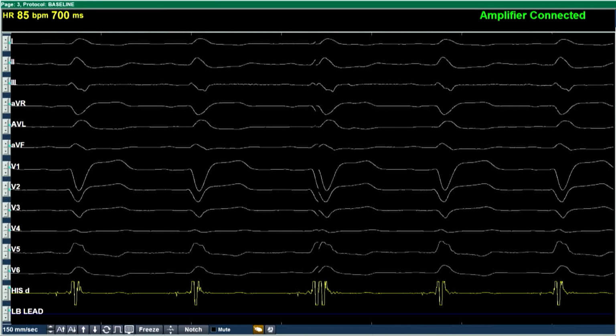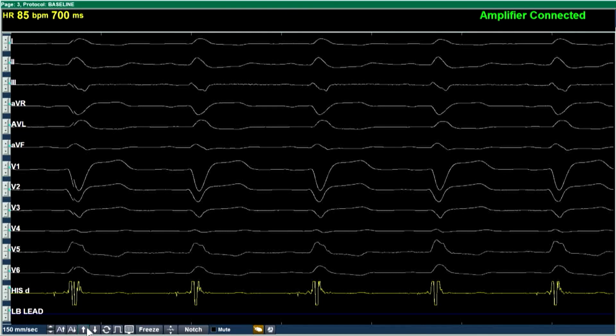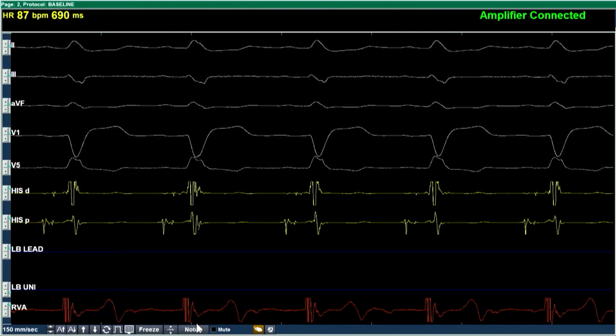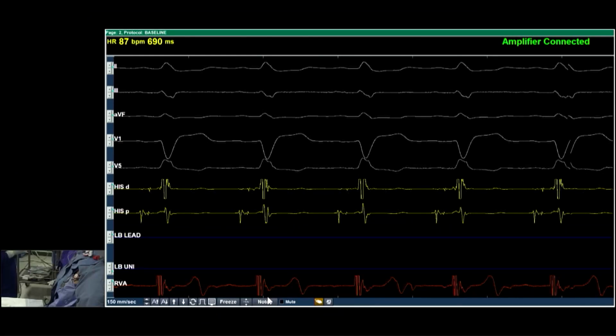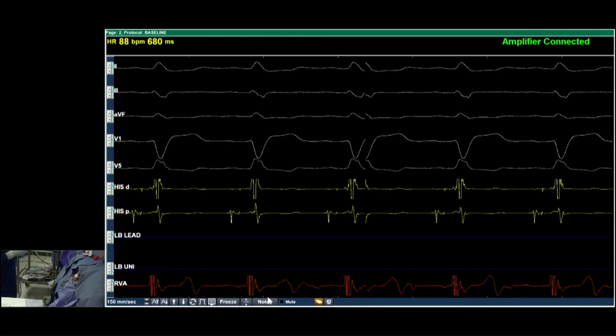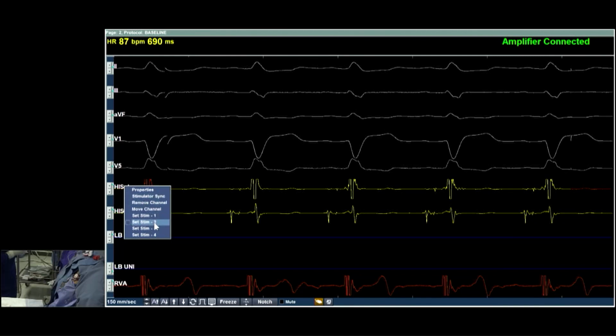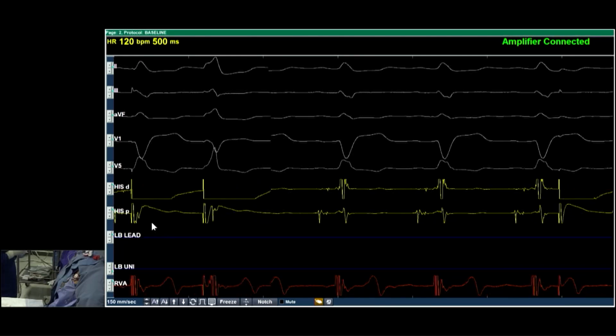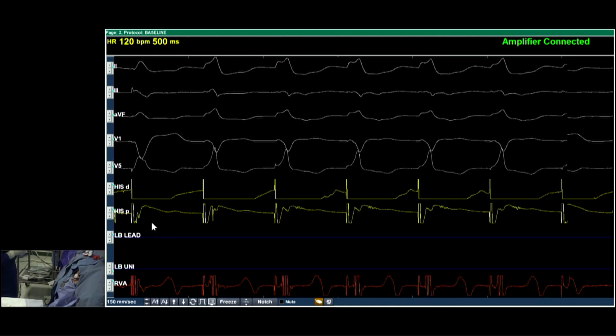So you can go to the primary page. So now I'm in the right atrium. We are going to pace from the distal His and see whether it is correcting or not. Can you pace from the distal His? Yeah. I could go to next page.